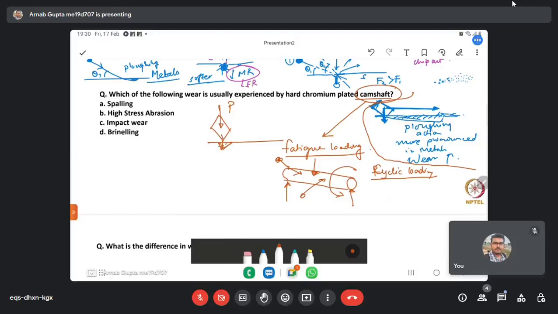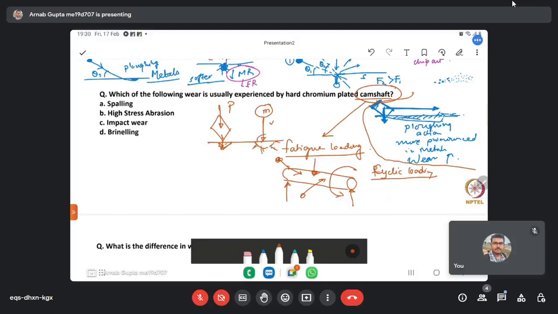In case of impact wear, you see some particle having mass. It is impacting on the surface at a high velocity and for a very less amount of time. As a result of that, it will indent on the surface. It will cause, first of all, plastic deformation. It will indent on the surface, and from here, subsurface cracks will be generated.